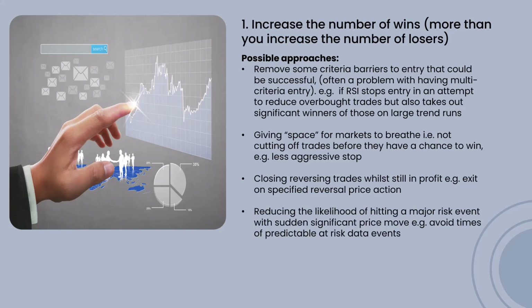Of course, it's worthwhile emphasizing that the time at which markets move most is when some new information enters the market. So we can mitigate for this by reducing the likelihood of hitting a major risk event with a sudden significant price move. So avoid entering trades if there's an imminent data release due that is potentially significant.